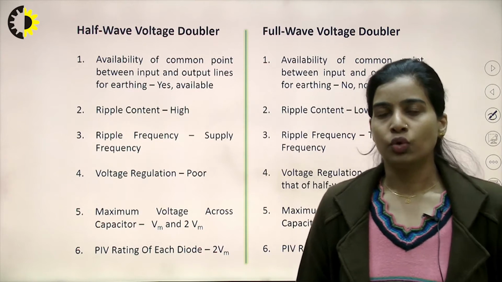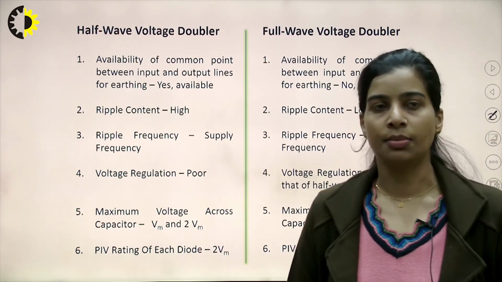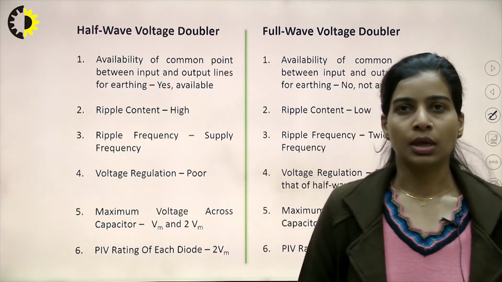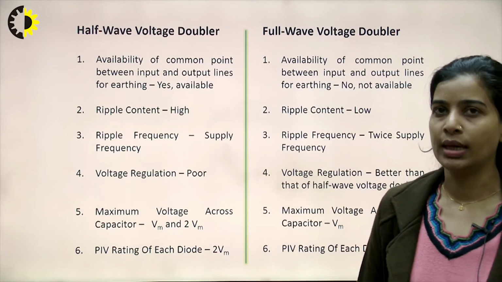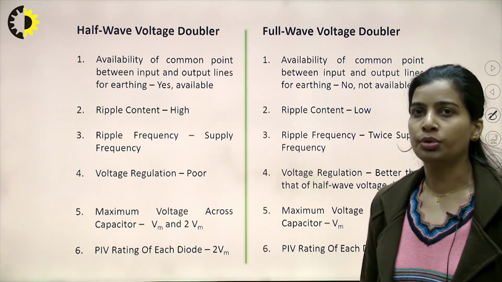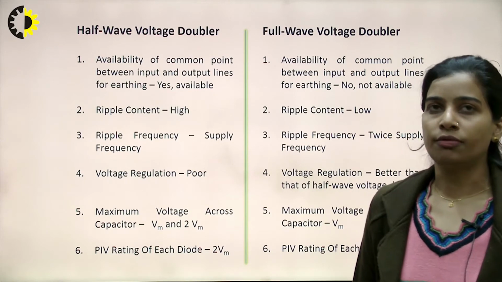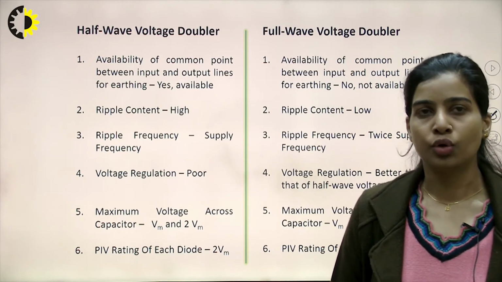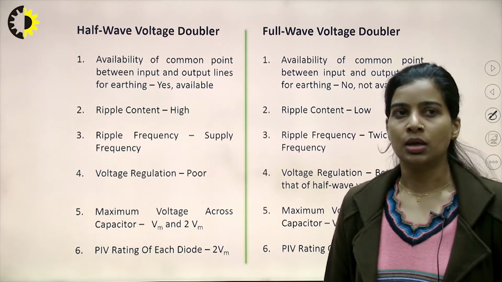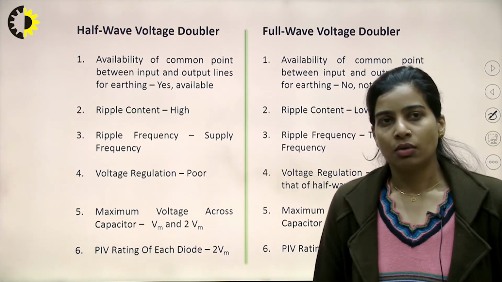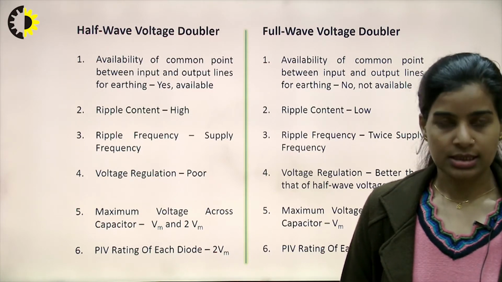The maximum voltage across the capacitor in the half wave doubler, for the capacitance C1, as we have seen in the circuit, we get voltage Vm, and across the output capacitance C2 we get 2Vm. In case of the full wave voltage doubler, both the capacitors are charged up to voltage Vm. Peak inverse voltage rating of the diode is 2Vm in both the cases.